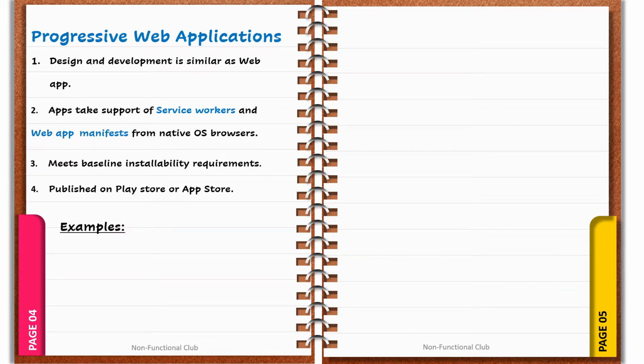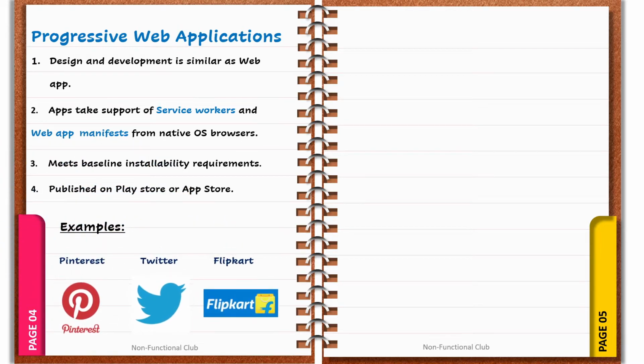Let's see some examples. So Pinterest, Twitter, Flipkart, all these three used to first be hosted as a web application and now they have been migrated to progressive web application.